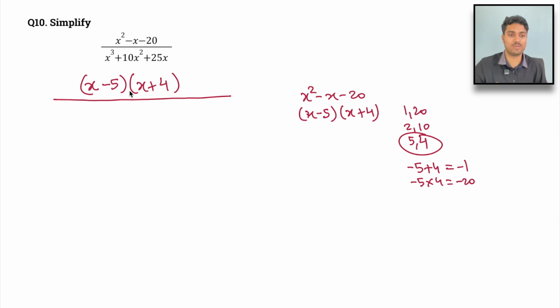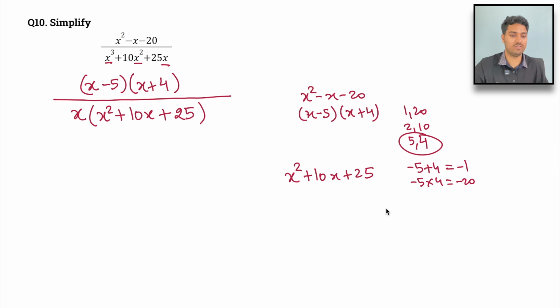now we can clearly see in the denominator the expression that is given to us, it has x as a common variable. So we can take x common and we can write x square plus 10x plus 25. So now again we have a quadratic expression. Let's try to factorize this quadratic expression.